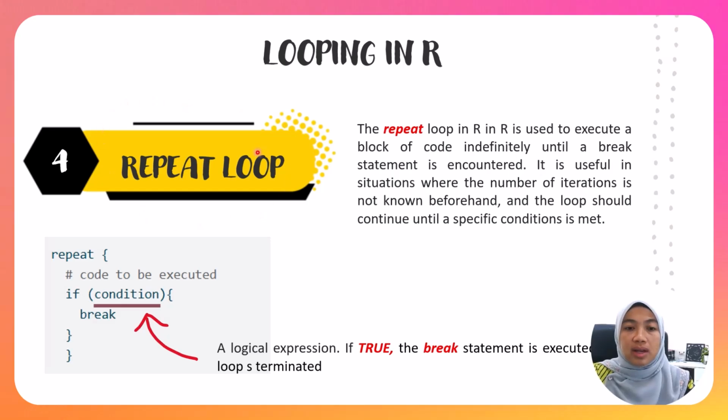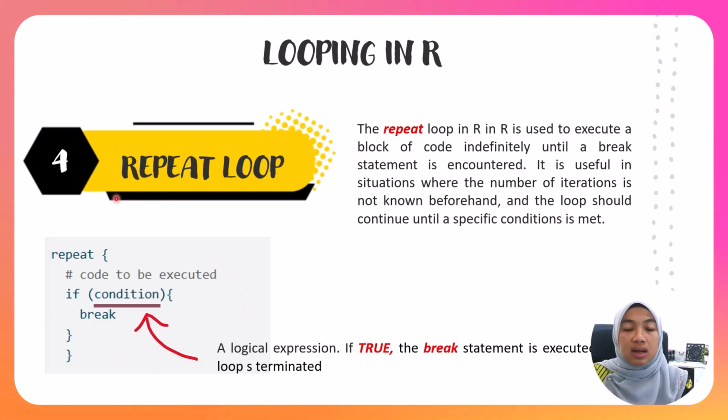Alright, the next one is the repeat loop. So what is the repeat loop and when do we use it? The repeat loop in R is used to execute a block of code indefinitely until a break statement is encountered. It is useful in situations where the number of iterations is not known beforehand, and the loop should continue until a specific condition is met.